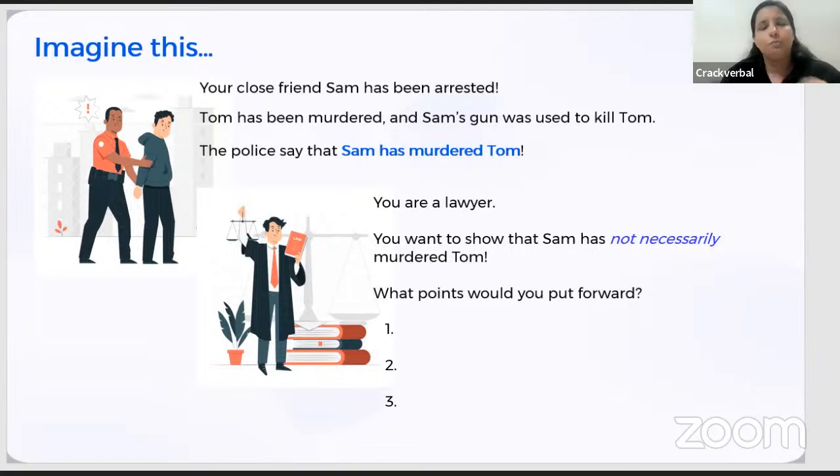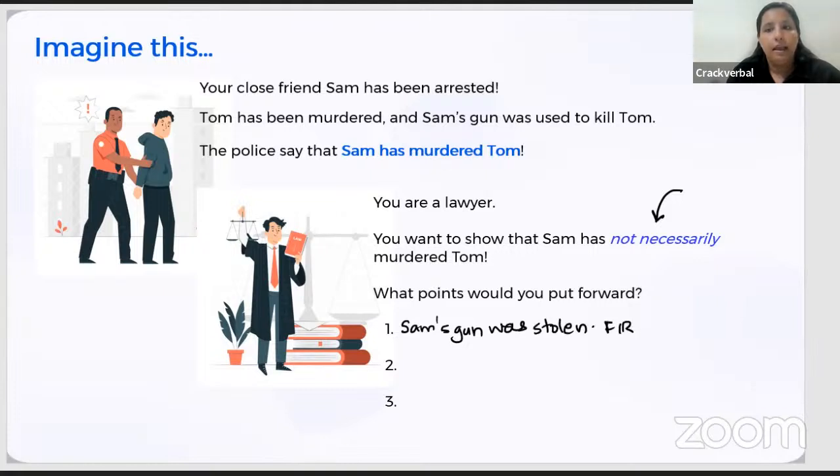What are the points that you would put forward? If you were the lawyer, what are the points you would put forward in a court of law to show that Sam has not necessarily murdered? Let me start. I will probably say that Sam's gun was stolen.